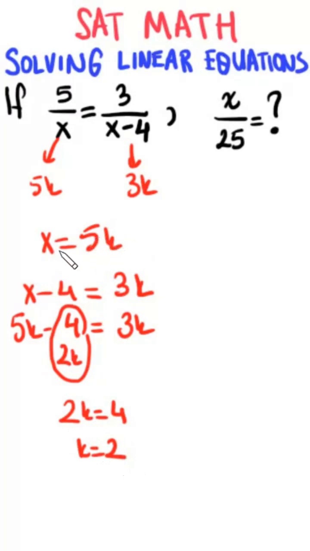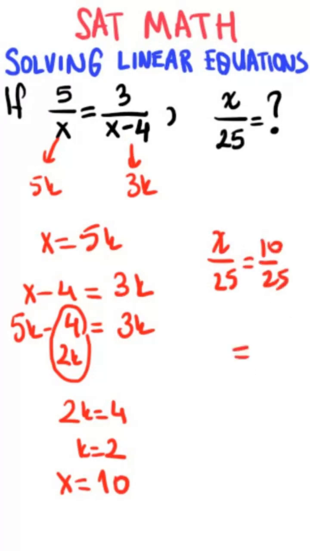If k equals 2, then x equals 5k, which is 5 times 2, 10. So if x is 10, then x over 25 is going to be 10 over 25. If you divide both the numerator and the denominator by 5, you're going to get 2 over 5 as our answer.